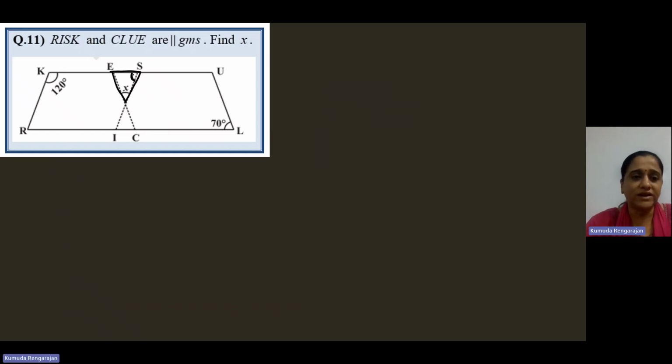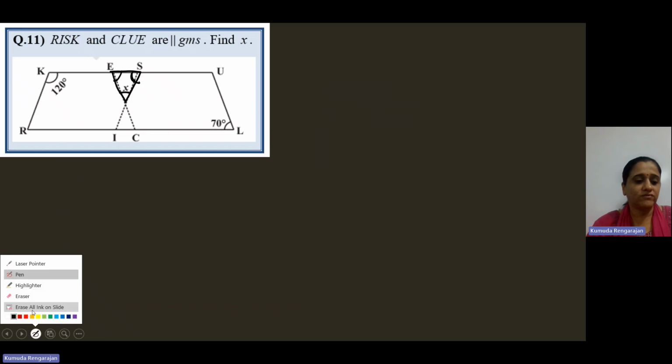In this triangle, see what we're doing is we are finding the measure of this angle and this angle, and then we are finding x using angle sum property. We're going to find x using angle sum property. So we are first finding this angle. How much is this one? This one is 60 because this angle plus this angle is 180 in the parallelogram RISK.